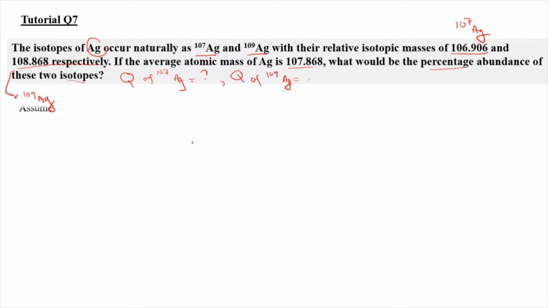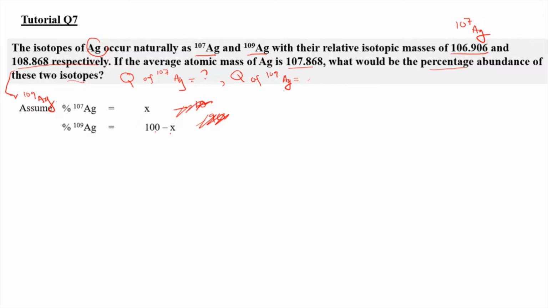So in order to do that, we can assume that the percentage abundance of the 107 argentum is going to be X. Meanwhile, the percentage abundance for the 109 argentum is going to be 100 minus X. Okay, because when both of these add up together, it's going to be 100%. Okay, so the same thing as what I taught in the lecture. So X here can be 10%, and hence 109 Ag can be 100 minus 10, which is 90. So when you add up together, it's going to be 100.